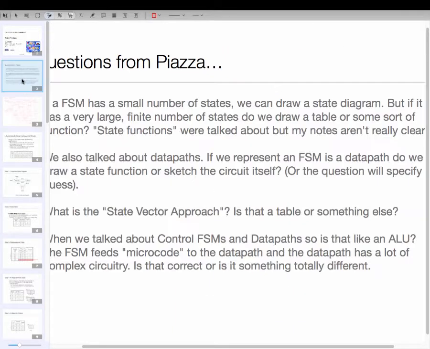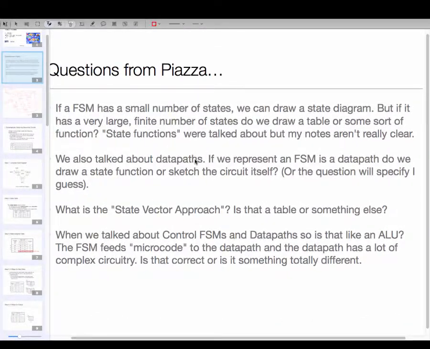Okay, let's go back. So state vector approach, is that a table or something else? Well, it's not a table. It's kind of just jumping straight to the schematic. Okay. When we talked about control FSMs and data paths, is that like an ALU? What is an ALU? Anyone? Yeah. Yeah, it's largely a combinational thing. Okay, so FSM data path, I guess ALUs are used in data path, but they're not synonymous with data path.